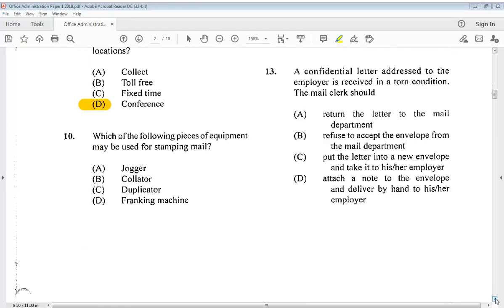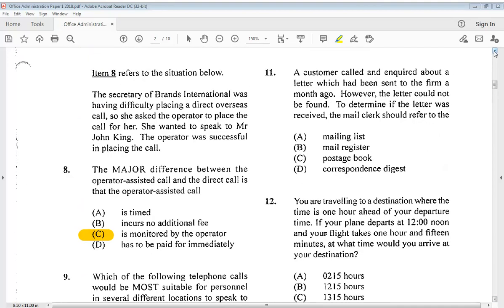10 says, which of the following pieces of equipment may be used for stamping mail? A, jogger, B, collator, C, duplicator, or D, franking machine? So we know this is an easy one. We know it is the franking machine, D.